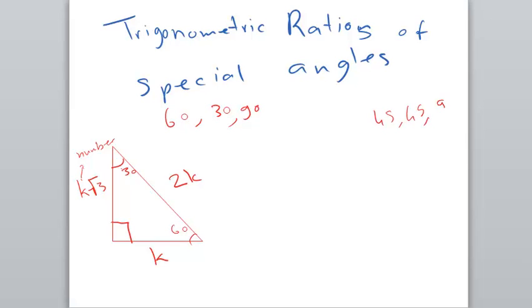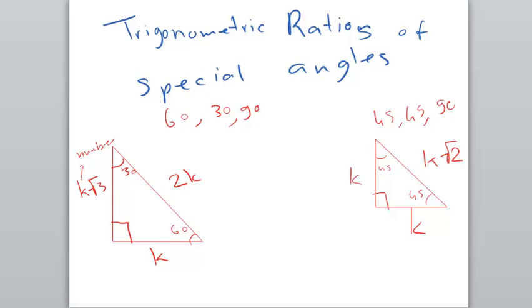In the second triangle, we call this the 45 45 90 triangle. When we draw the triangle, it is 90, 45, and 45. In this one, the rule is that the sides opposite the 45 angles should be equal to k, and the hypotenuse would be k root 2. Okay, let's solve an example.